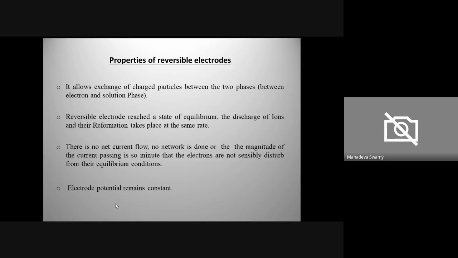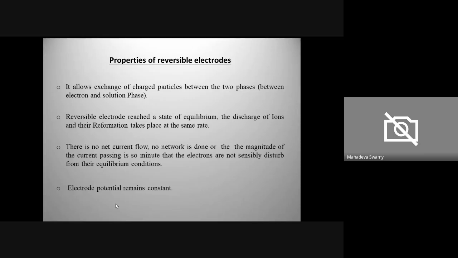The discharge of ions and their reformation take place at the same time. It will discharge and then it will reform, both taking place at the same time. Equilibrium is established. So this process is taking place in reversible electrodes.